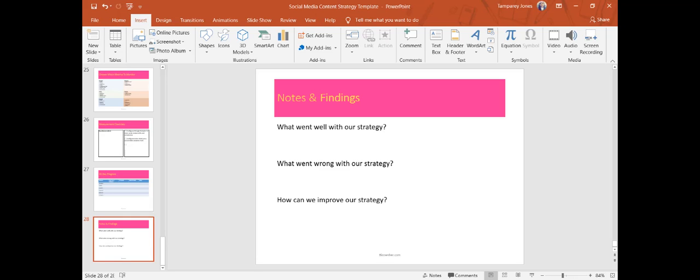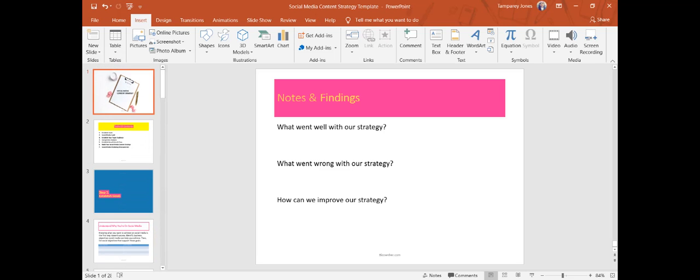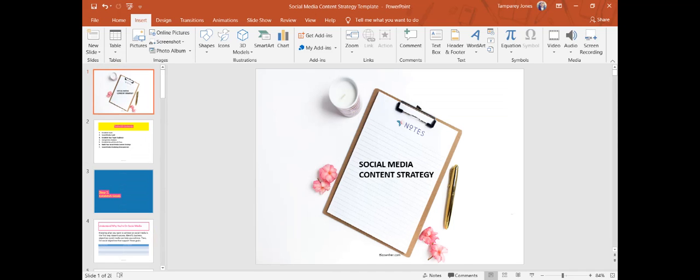And then you can take that and make a new strategy for Valentine's Day. The things that you did wrong or that didn't work well, you can just scratch them out of your strategy completely and focus on what went well and how you can improve or do things differently. So you'll be making a new plan right here in this area, basically. All right, so there you have it. That is how you make a social media content strategy.